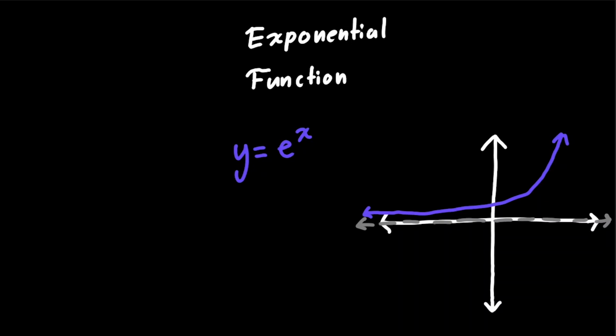Up next, we have the exponential function. Its parent function and its most common variant that you'll see is y is equal to e to the power of x. This is another function that has an asymptote, this time just a horizontal asymptote and no vertical asymptote. We can see that its left end behavior adheres to the asymptote, while the right end behavior goes off to infinity.